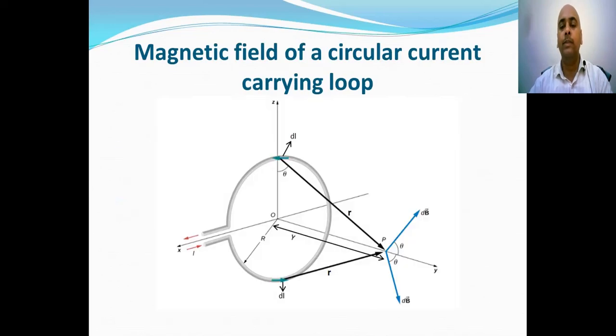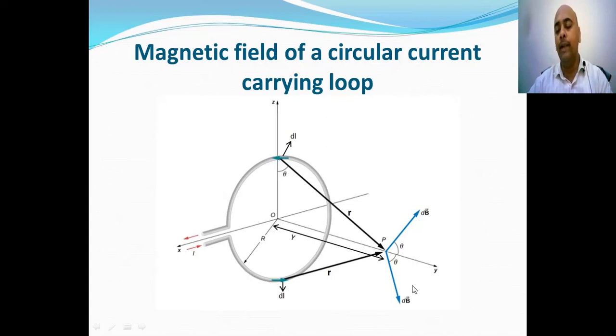Let us suppose we are using a rectangular coordinate system, that is x, y, z. Let us suppose we have a coil, made of conducting material, placed in the xz plane. Capital R is the radius of the coil, and a current I flows in this coil. So definitely the current I flows in the xz plane.